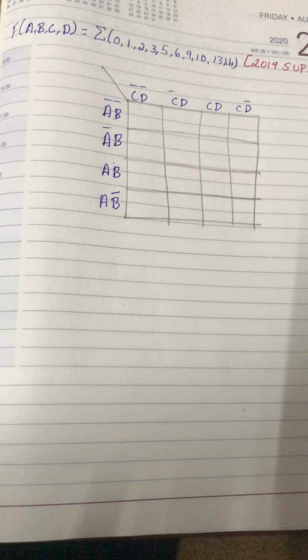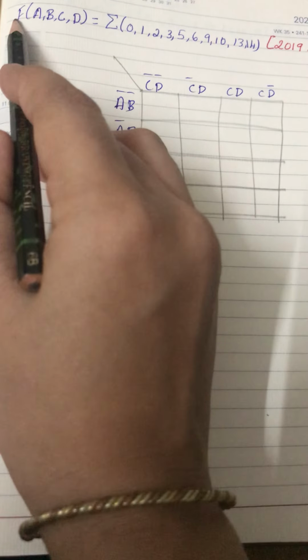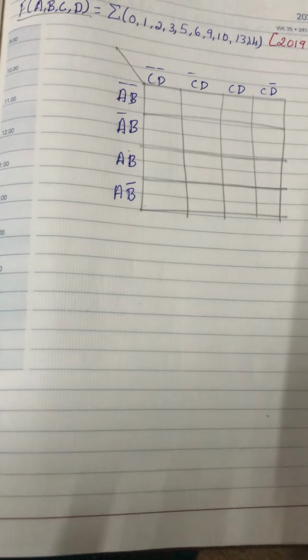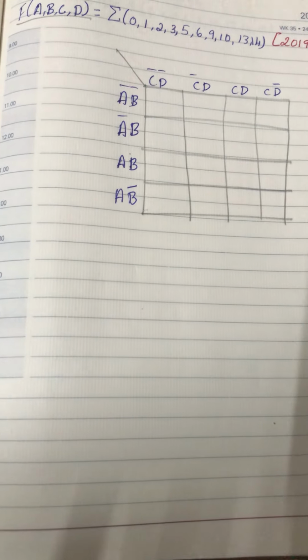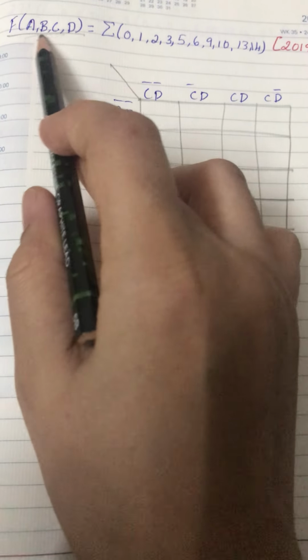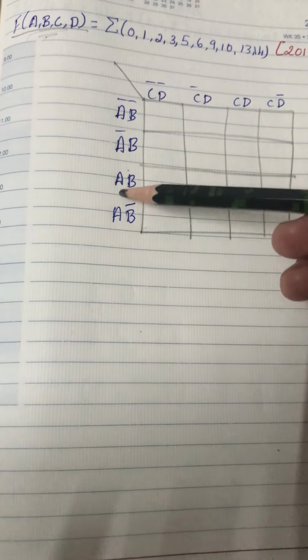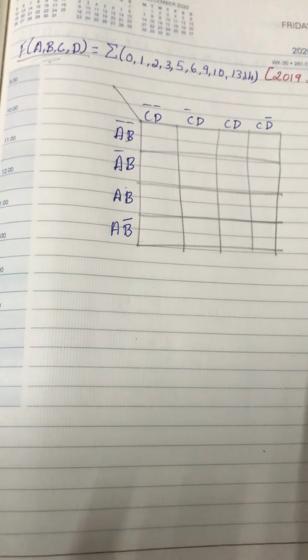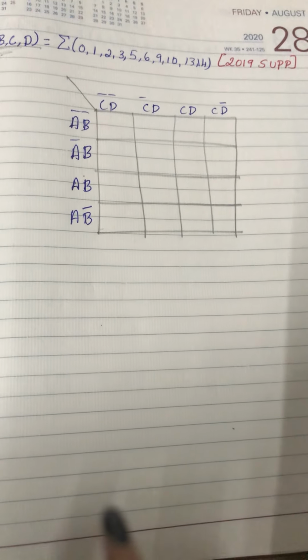First we are going to see how to solve it. The first is capital F of A, B, C, D. Whatever terms are given here, you are going to label the same in the rows as well as the columns. That is the first step.